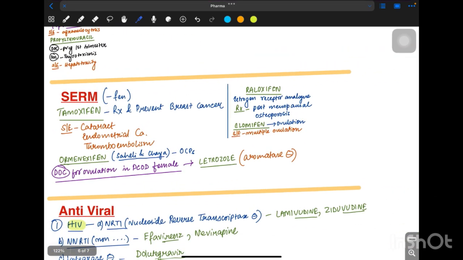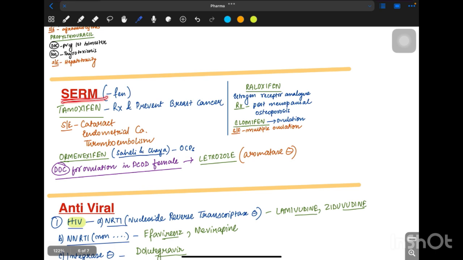Now SERM, selective estrogen receptor modulators. All the drugs which end with fen, FEN, are selective estrogen receptor modulators. Example is tamoxifen. This is the most important drug. It is used in the treatment and prevention of breast cancer, and the side effects are cataract, endometrial cancer, and thromboembolism.